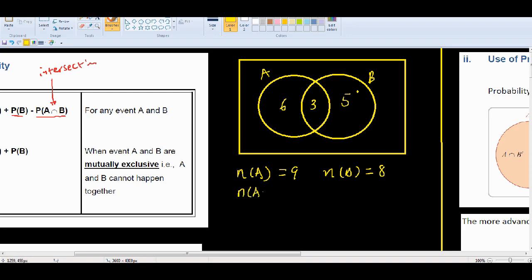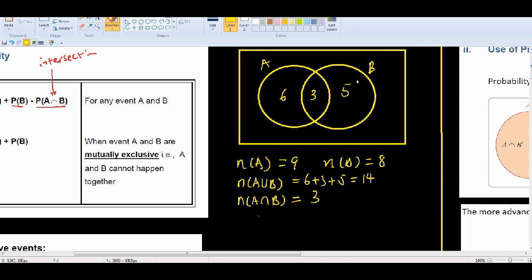And the union of it, that means you need to add all the elements together. So that should be 14, right? And you've got the intersection, which is 3. Now see what happens if we add A and B together, then you get 17. So 9 plus 8 is 17. So 17 is more than the union. The union is only 14. Why? 17 and 14, when you compare, is 3 more than what we need in the union.